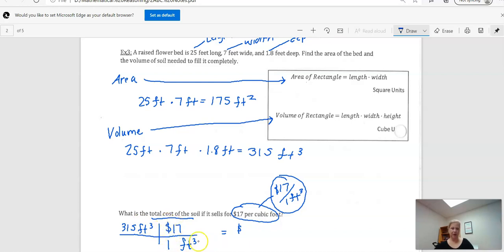We've got $17 on the top. I just got that information from this fraction. Okay, and I put these in this place because these are the ones that needed to cancel out. So my feet cubes are going to cancel out. 315 times 17 is $5,355. And then the only thing I had left on the bottom is a 1, and dividing by 1 is just going to keep our answer the same.